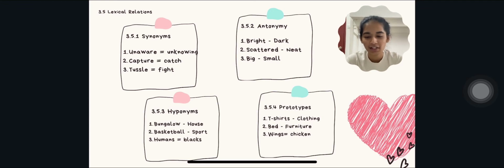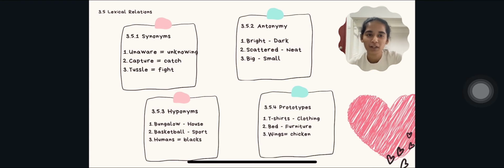Lexical relations. It means the relationship of words, particularly in nouns, which basically have a related meaning, but not the exact meaning. So under lexical relations we have 9 subtopics. I will go to the first one, which is synonyms. As we know, synonyms are words with a similar meaning.